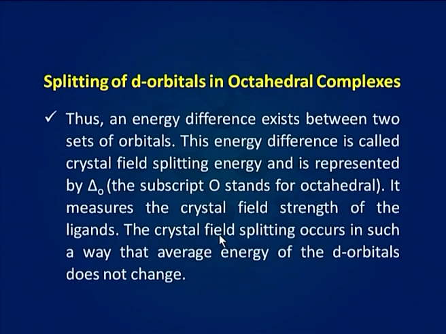An energy difference exists between two sets of orbitals. This energy difference is called crystal field splitting energy and is represented by delta O. The subscript O stands for octahedral. It measures the crystal field strength of the ligands. The crystal field splitting occurs in such a way that the average energy of the d orbitals does not change.